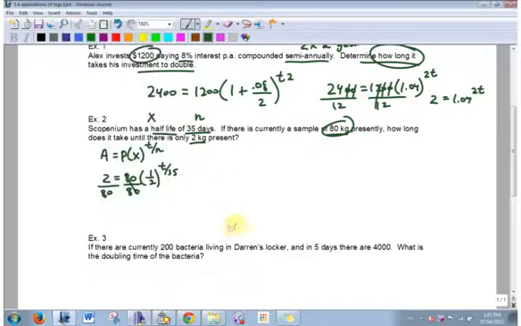Make it a decimal if you want. 0.025, maybe some people prefer a decimal here. Still says a half to me. To the t over 35. Whatever you do to one side, do to the other side. Take the log of both sides.